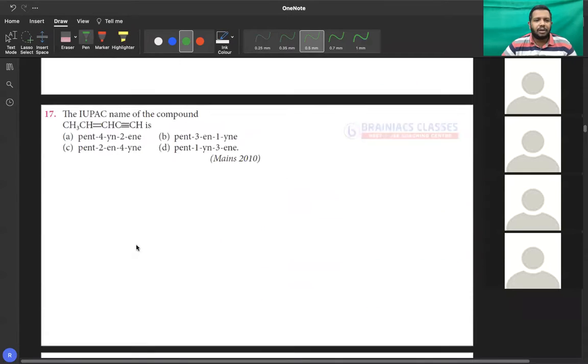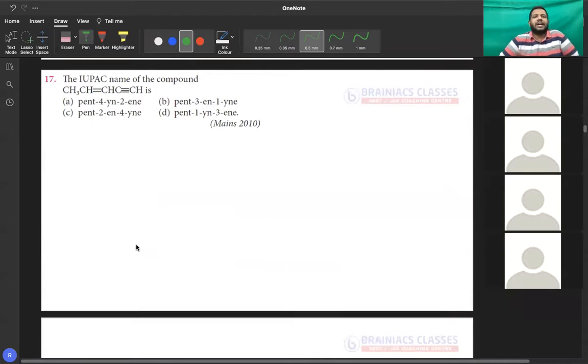Now try out this question and tell me the answer. It's a 2010 CBSE PMT question. The structure looks like this. CH3 is present, then you have CH, then a double bond, then another CH, then it is connected to a carbon with a triple bond, then CH, like this. So what is the name of this compound?